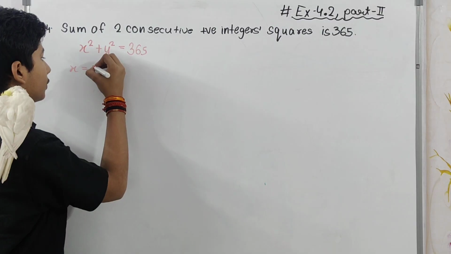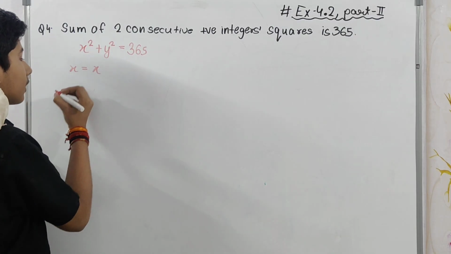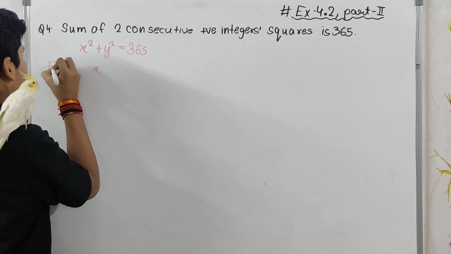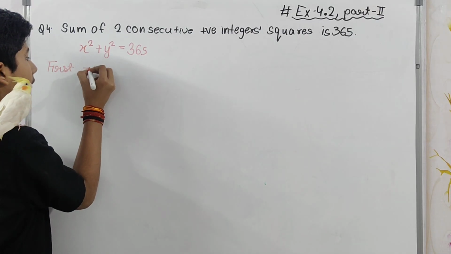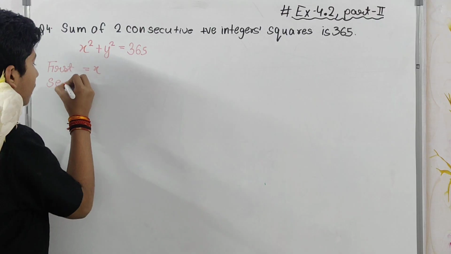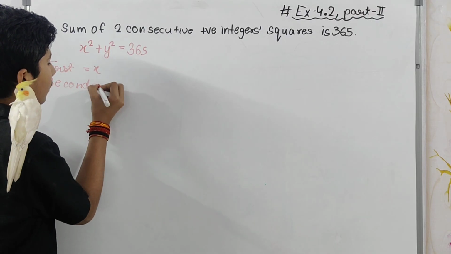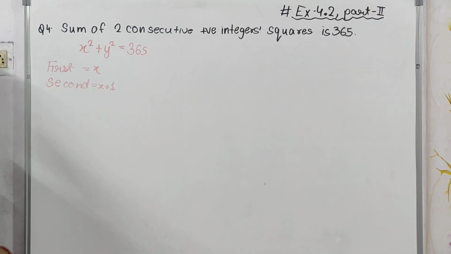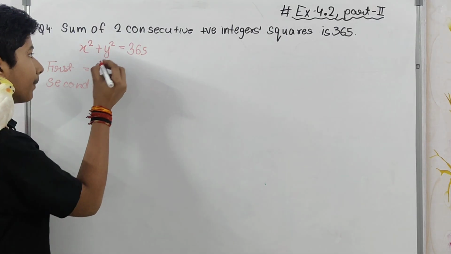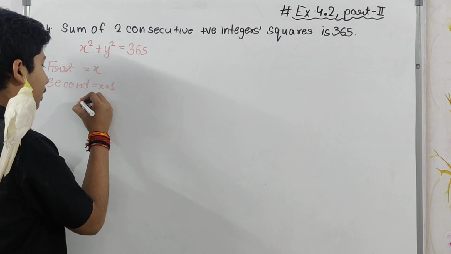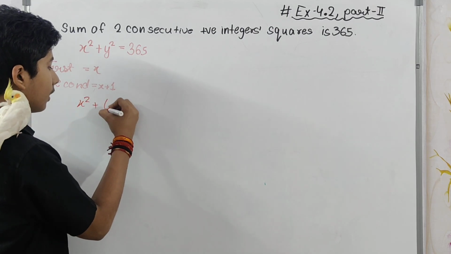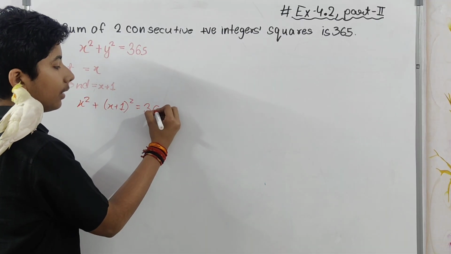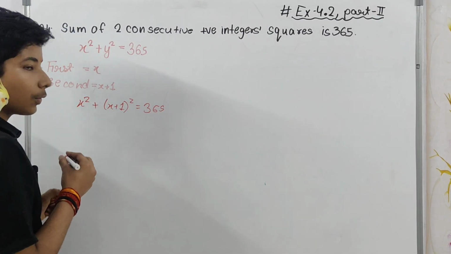So let the first be x. So second will be x plus 1. Let me take another mark. Yes, so second will be x plus 1. And now we put the values. x square plus x plus 1 square is given 365. Okay, we just have to solve it.